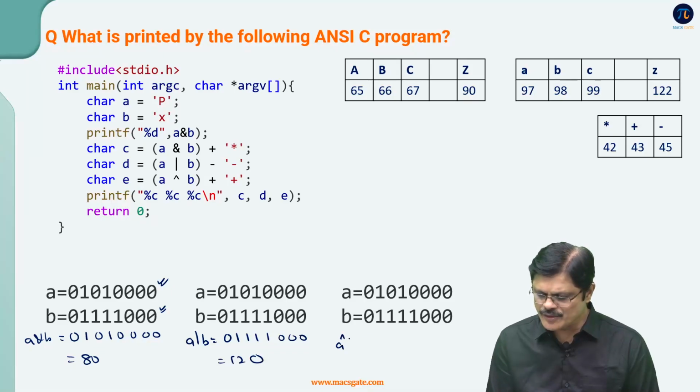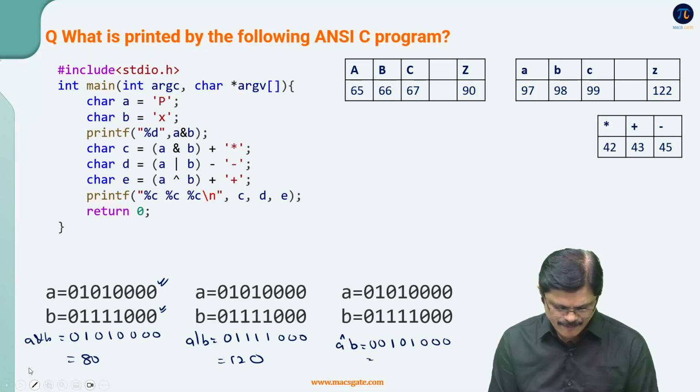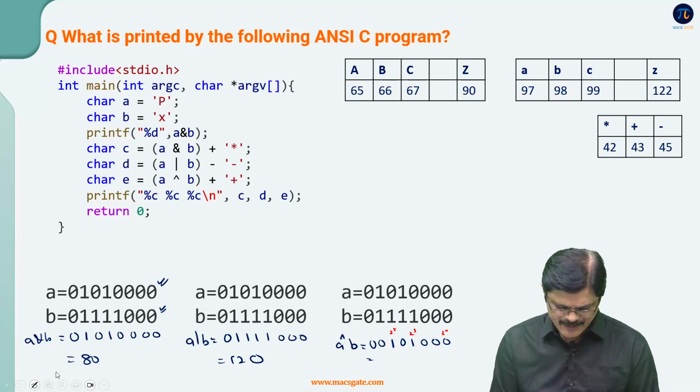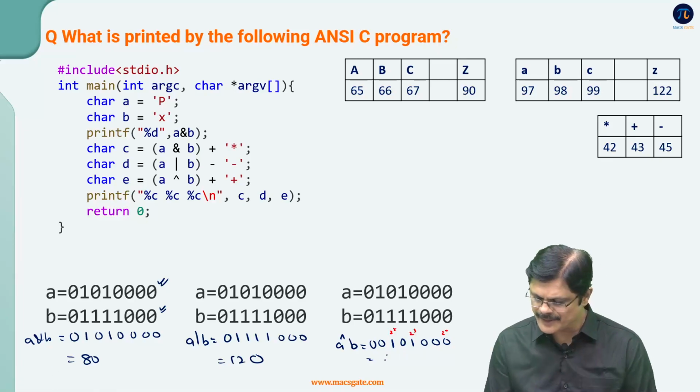Now what about exclusive OR? 0 and 0 is 0, 0 and 1 is 1, 1 and 1 is 0, 0 and 1 is 1, 0, 0, 0. Actually, if you want, you can simplify and verify this answer. It is 2 power 0, 2 power 1, 2 power 2, 2 cube, 2 power 4, 2 power 5: 32 plus 8, which is 40. So the ASCII value for this is 40.